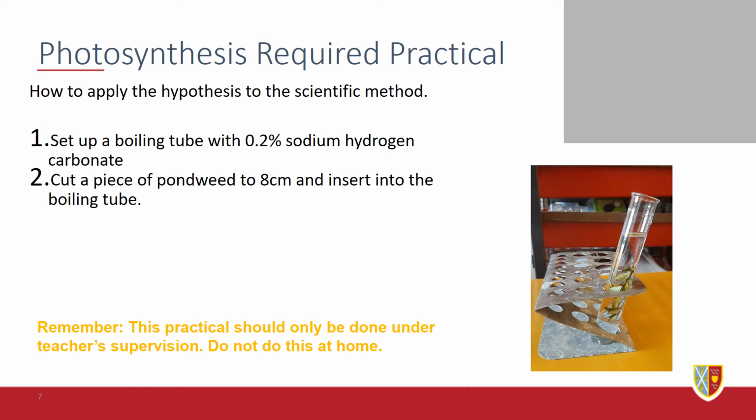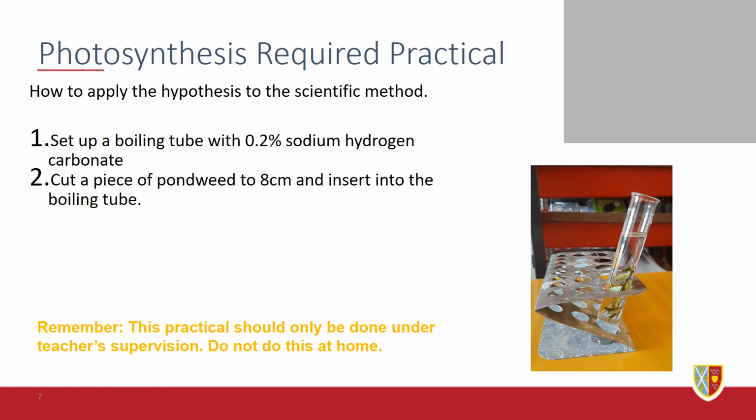So we're going to have a quick look at a method of how to do this, although you guys have done this in lessons already. We would set up a boiling tube with 0.2% sodium hydrogen carbonate to provide carbon dioxide for our piece of pondweed. We're going to cut a piece of pondweed to a specific length.